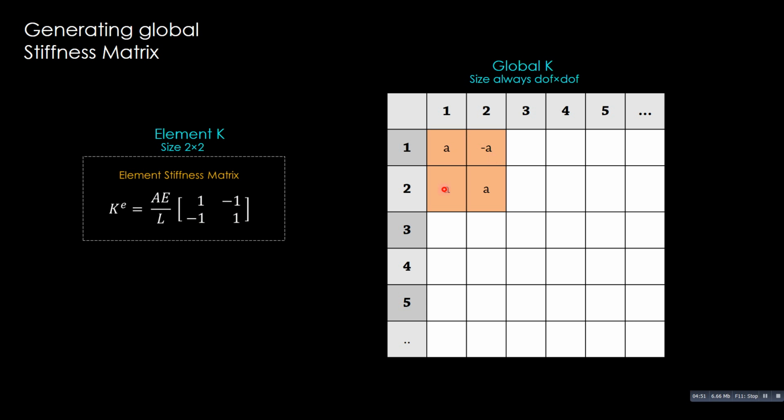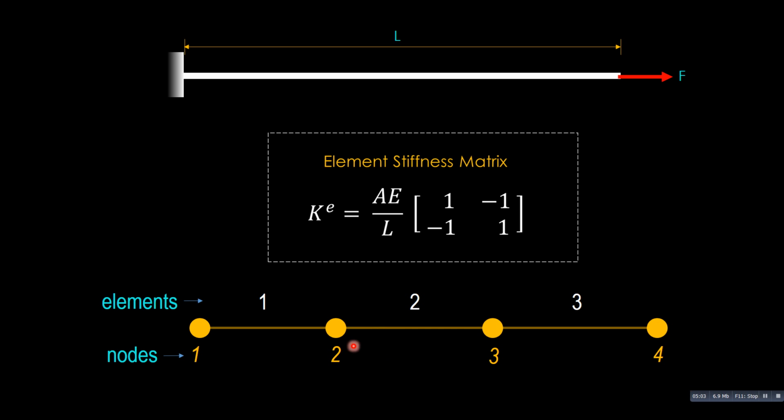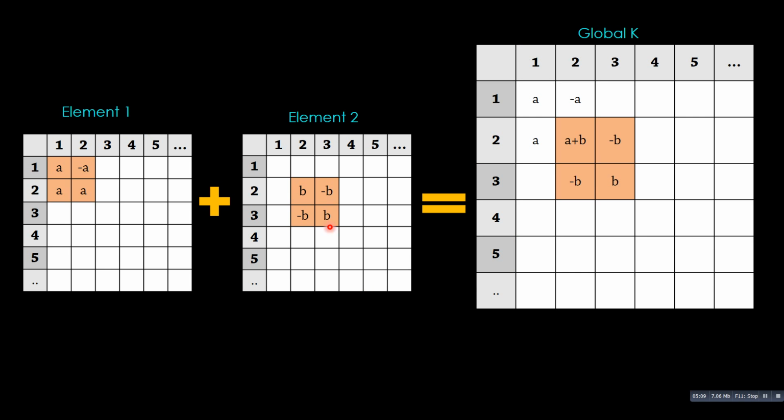Okay, now the contribution of the next element. So this was element 1's contribution, and this is element 2's contribution. For element 2, nodes 2 and 3 are the pertinent nodes. So we define it like this, and at rows and columns 2 and 3 we put the element's stiffness matrix.